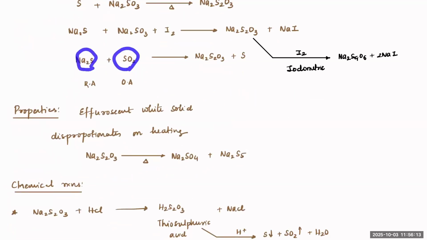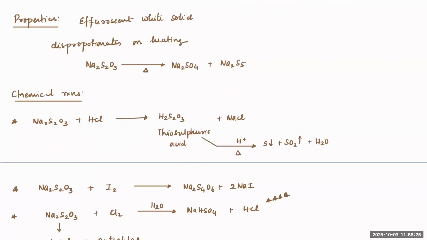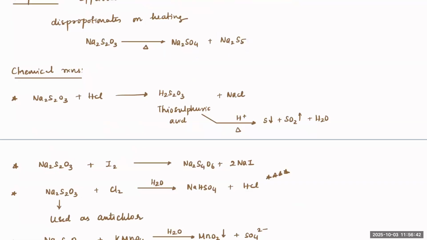Next, Na2S plus SO2 will also convert into Na2S2O3 plus sulfur. Here this is the reducing agent, this is the oxidizing agent. These are all the preparation reactions for thiosulfate. It is an efflorescent white solid, which means it will lose water very easily in air. It will disproportionate on heating and convert into Na2SO4 plus Na2S5. Chemical reaction wise, when you add HCl, you simply get NaCl and H2SO3, and H2S2O3, which is thiosulfuric acid, on further heating will convert into sulfur and SO2.